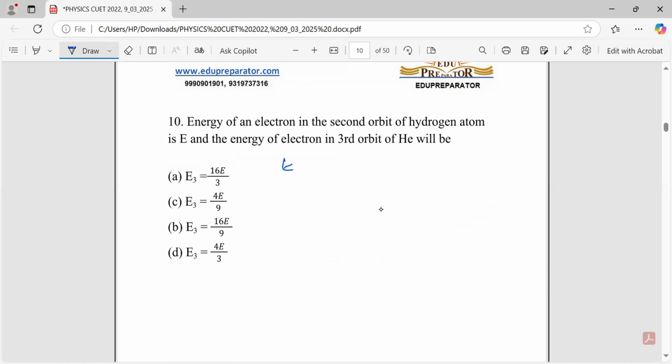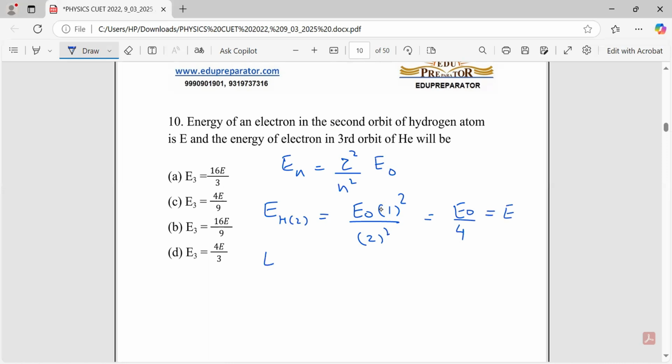We all know the formula, energy in nth orbit is equal to Z square upon n square into E naught. So if we calculate the energy of hydrogen in the second orbit, so that will be equal to E naught into 1 square upon 2 square, which is equal to E naught by 4. And similarly, if you calculate, and this is given to us E, and if you calculate E of helium for the third orbit, so you find this is equal to E naught. Helium is 2 square divided by 3 square. So this is equal to 4 by 9 times E naught.